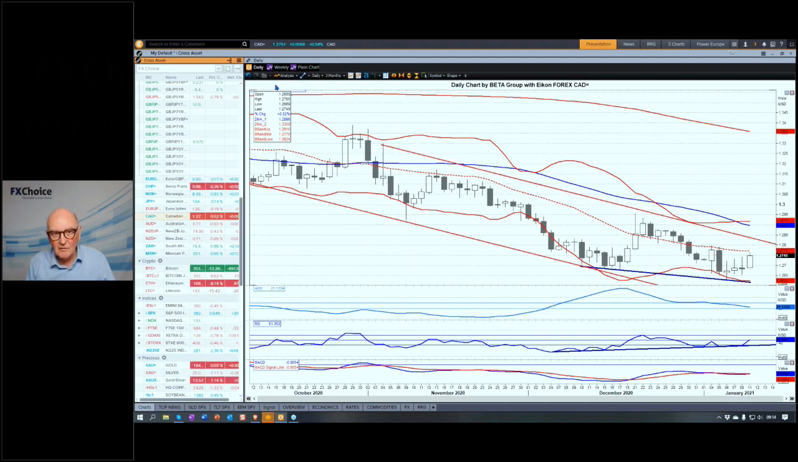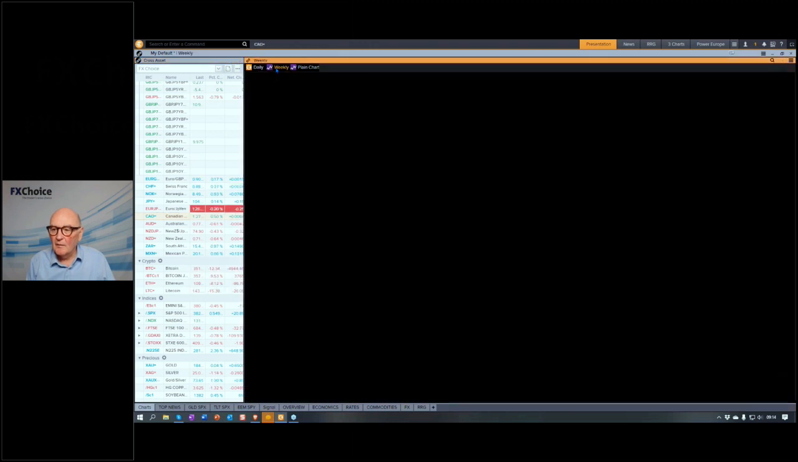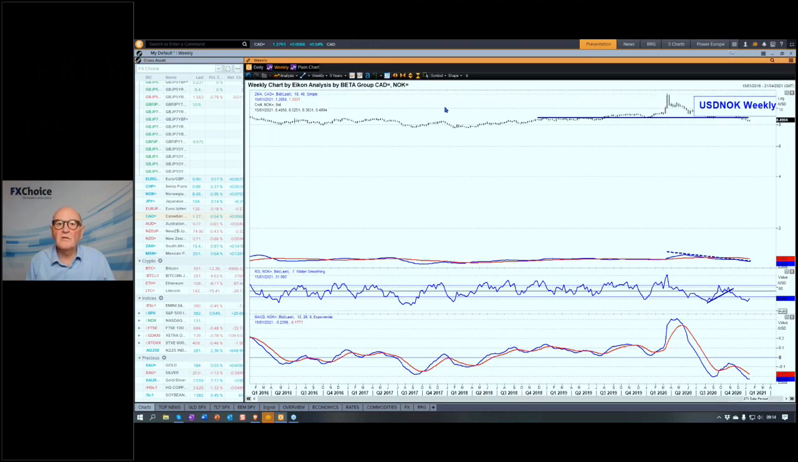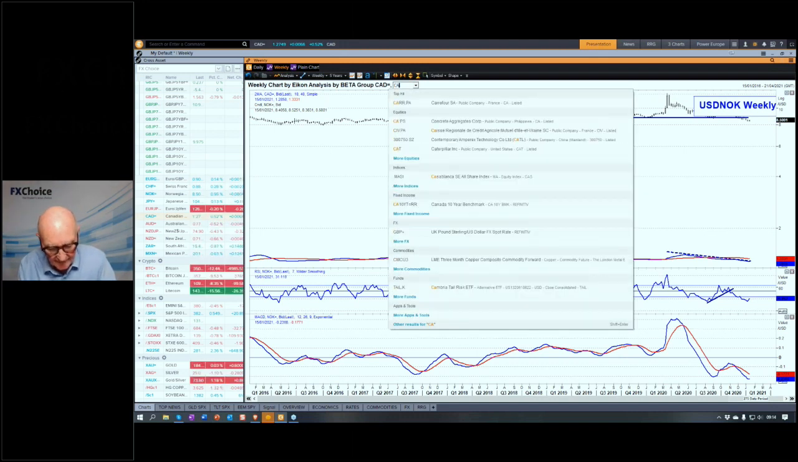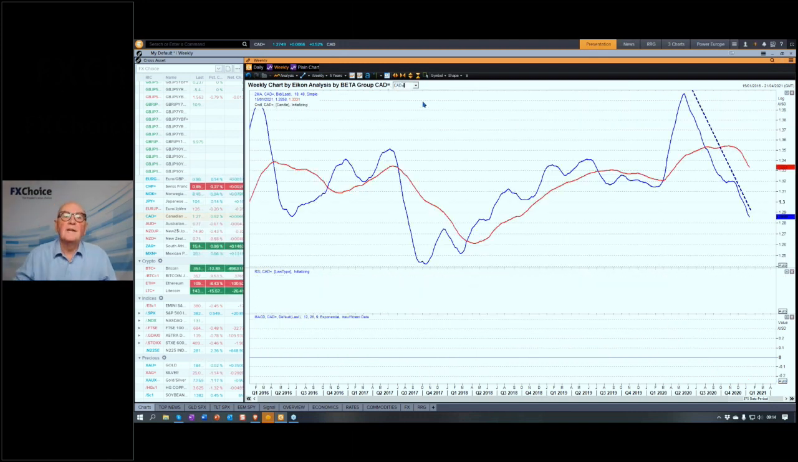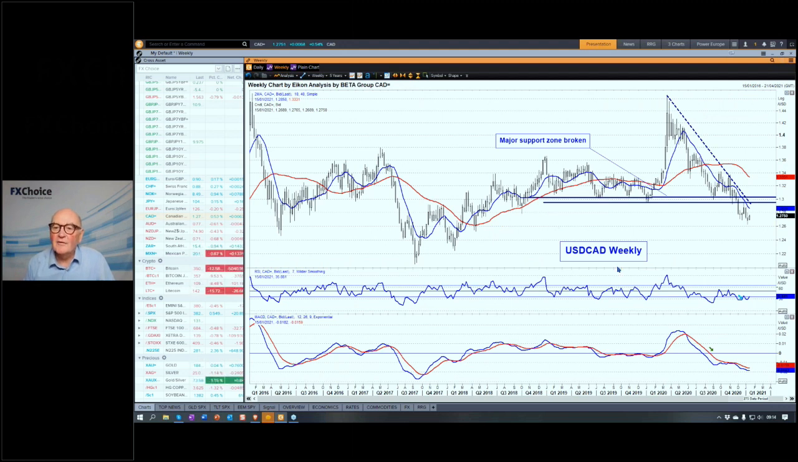Of course, this is expressed in reverse. I'm having a really bad day. Here is the US dollar Canadian dollar. So this is the US dollar going down.